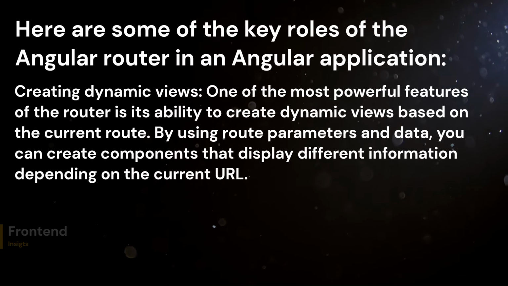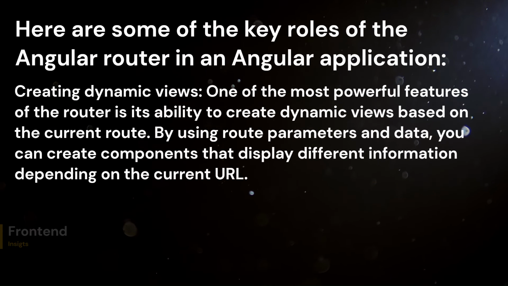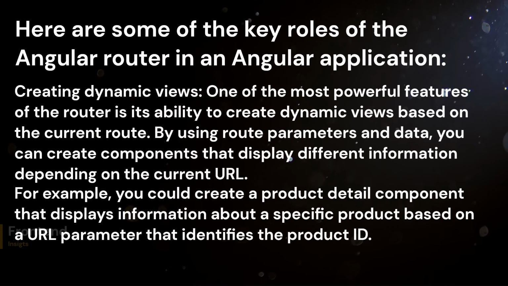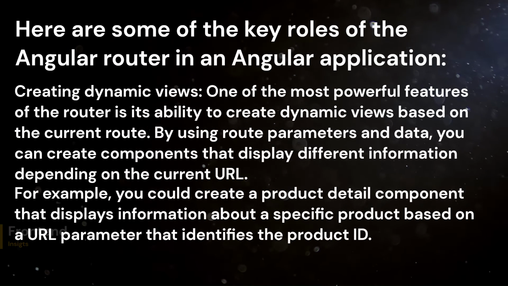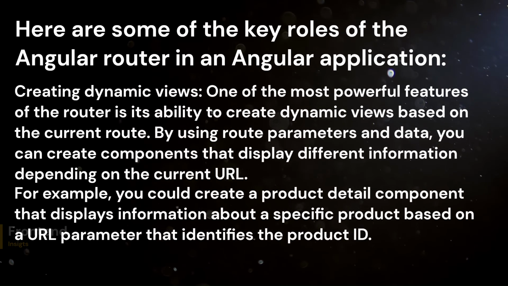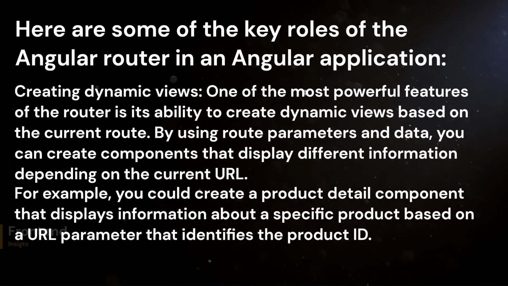One of the most powerful features of the router is its ability to create dynamic views based on the current route. By using route parameters and data, you can create components that display different information depending on the current URL. For example, you could create a product detail component that displays information about a specific product based on a URL parameter that identifies the product ID.